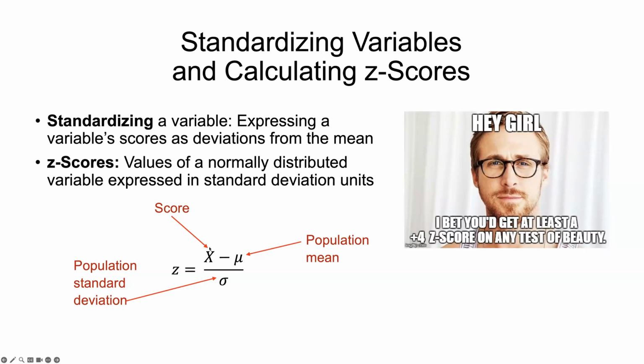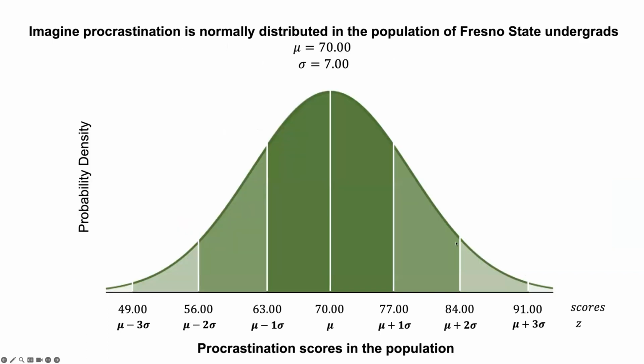So here is the formula. Just to note that you have the score, the population mean mu, and then our standard deviation for the population. So imagine, again, procrastination is normally distributed in the population of Fresno State undergrads. Mean of the population equals 70, and the standard deviation equals 7.